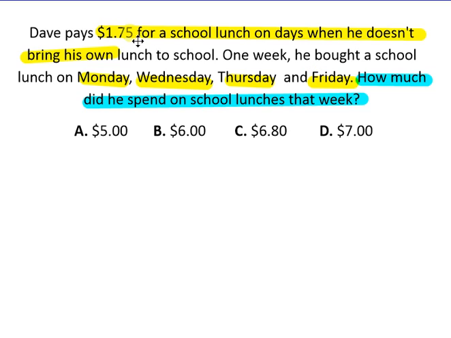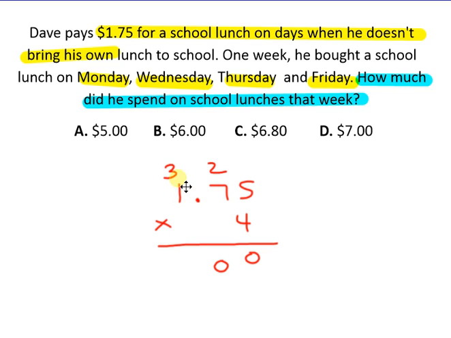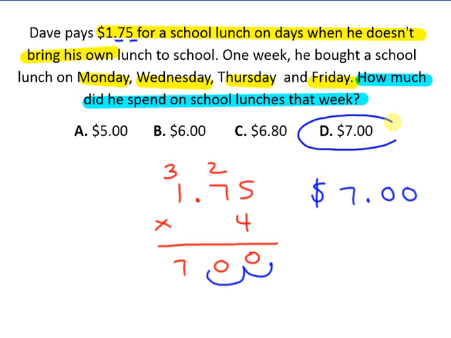So I could do 1.75 plus 1.75 plus 1.75 plus 1.75, or the more efficient way is 1.75 times 4. So 4 times 5 is 20. 4 times 7 is 28, plus 2 is going to be 30. 4 times 1 is 4, plus 3 is 7. And then how many numbers are after the decimal in the original problem? 1 and 2, and there's no decimal there. So I'm going to start from the back, 1 and 2, and it looks like the answer is going to be $7, which is answer choice D.